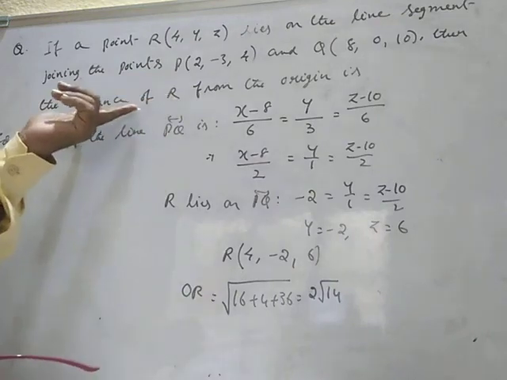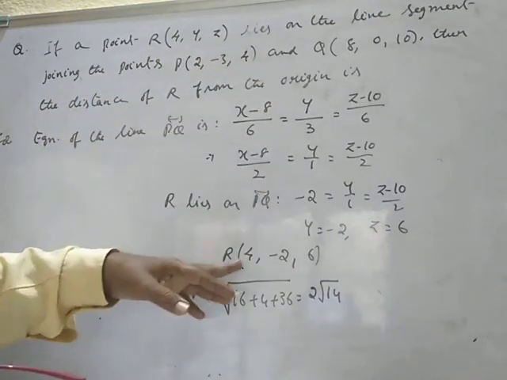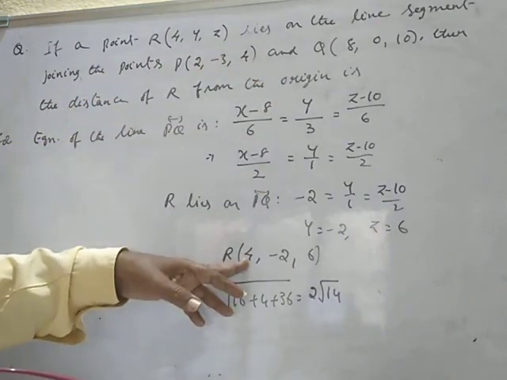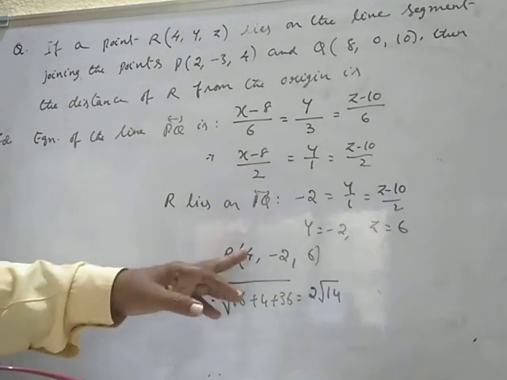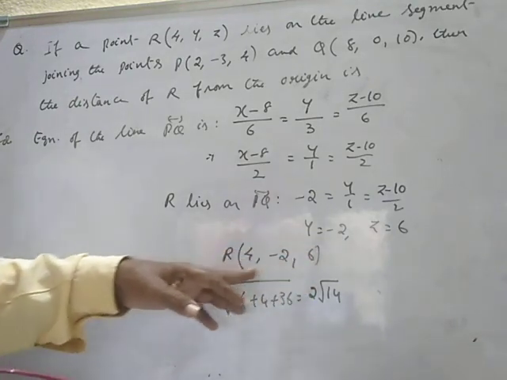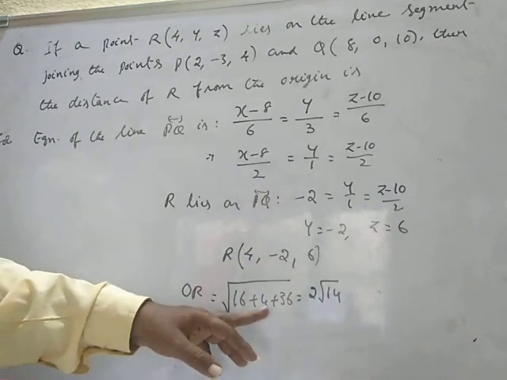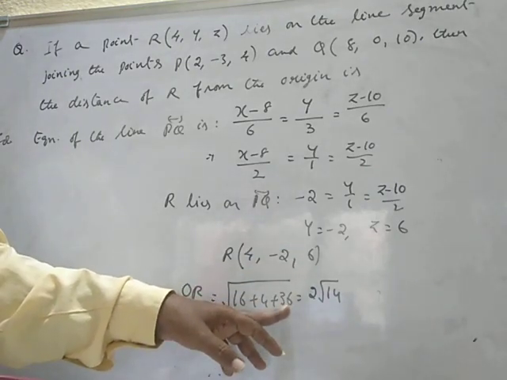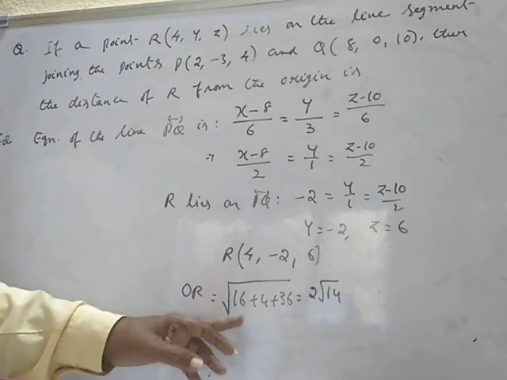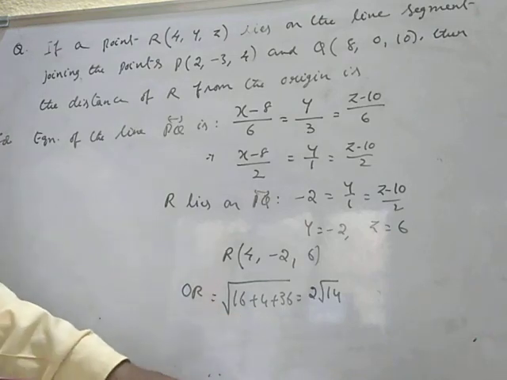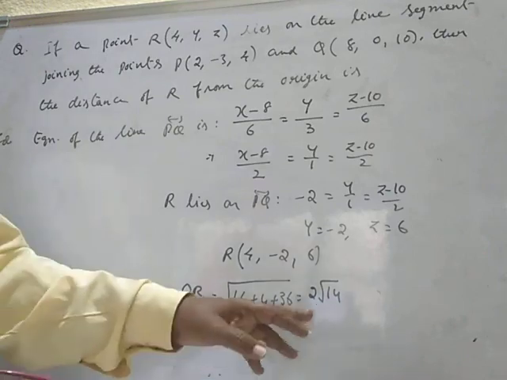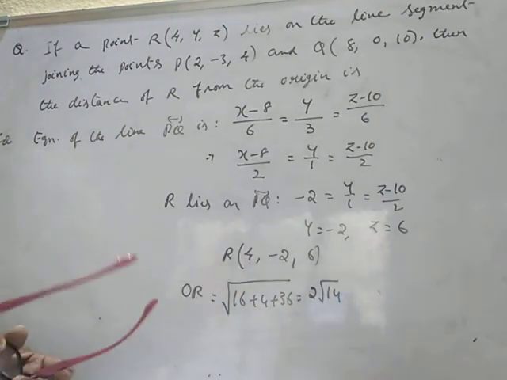Now we find the distance of R from the origin. It is the square root of x square plus y square plus z square, which is the square root of 16 plus 4 plus 36. This is 56, and 4 times 14. That is equal to 2 root 14, which is the answer.